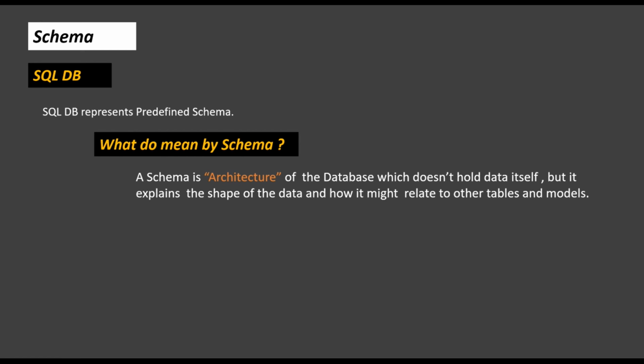It explains the shape of data and how it might relate to other tables and models. So basically it relates the values inside the table. Whenever a query comes to the database, the developer basically designs the schema, the architecture, so that this kind of query goes to these particular values. This is the meaning of the schema that a developer designs: how the tables and models relate to each other.